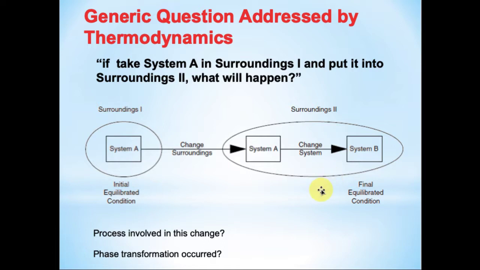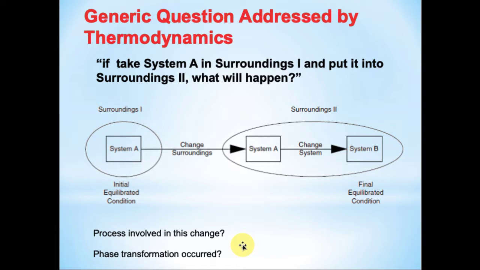It is necessary to consult a thermodynamics database that has information about cadmium to determine that the melting point of cadmium is 321 degrees Celsius and the vaporization temperature is 767 degrees Celsius. Thus, the final equilibrium state in its new surroundings is liquid cadmium. So the final equilibrated condition is from solid to liquid. So what process is involved in this change?